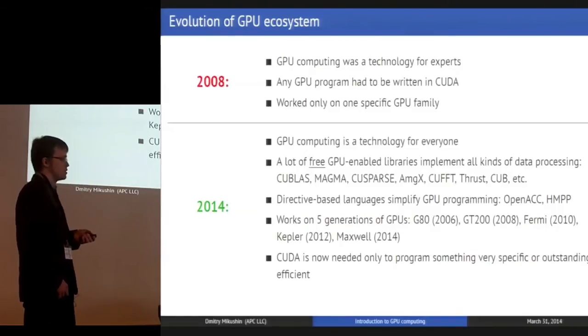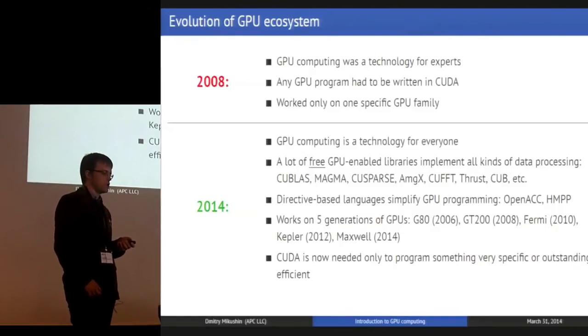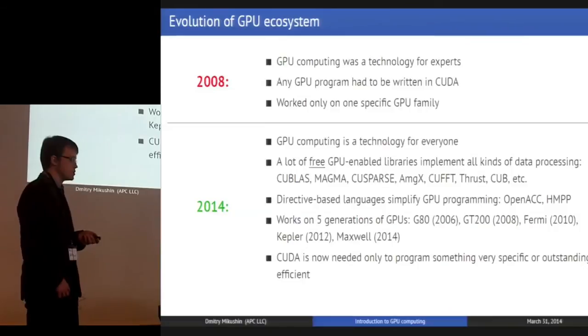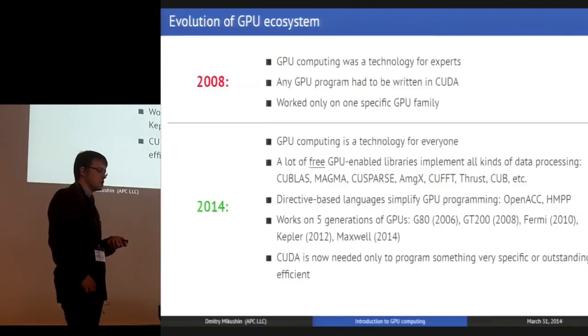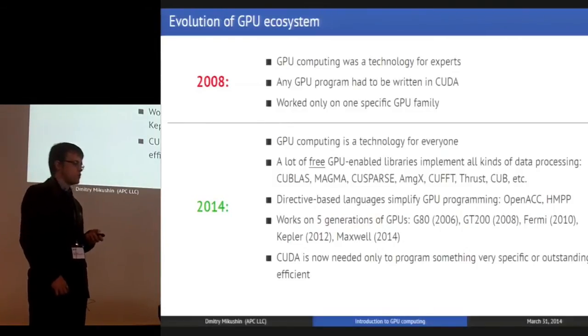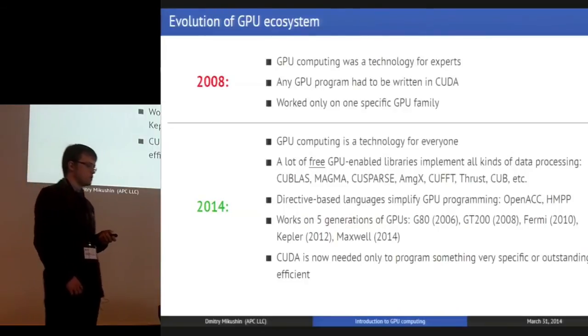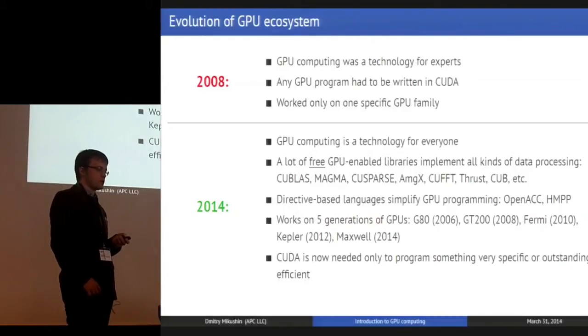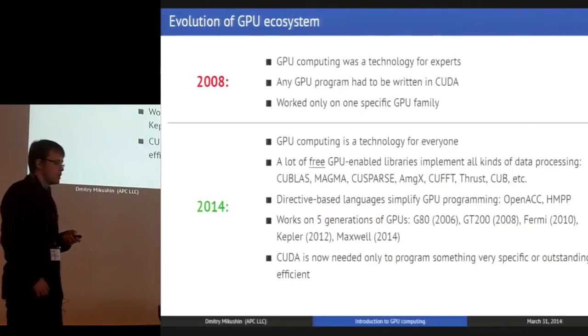cuBLAS and MAGMA are for linear algebra, cuSPARSE is for sparse linear algebra, AmgX is linear solvers and multigrid, cuFFT is FFT, and Thrust and CUB are general data processing. Besides libraries, there are also directive-based languages that simplify GPU computing, like OpenACC and HMPP. OpenACC will also be presented today.